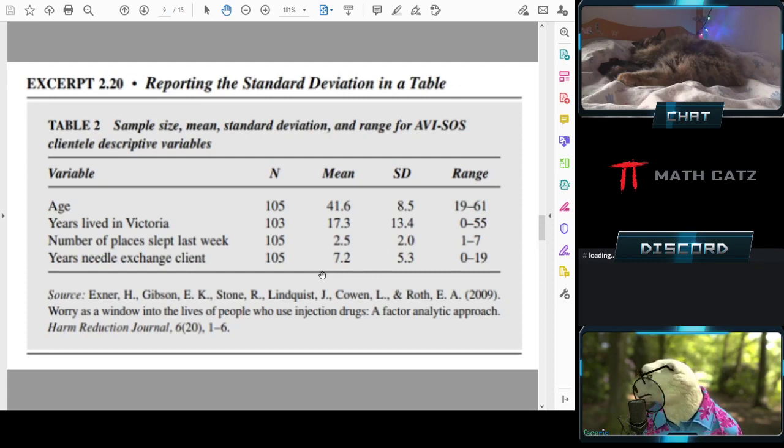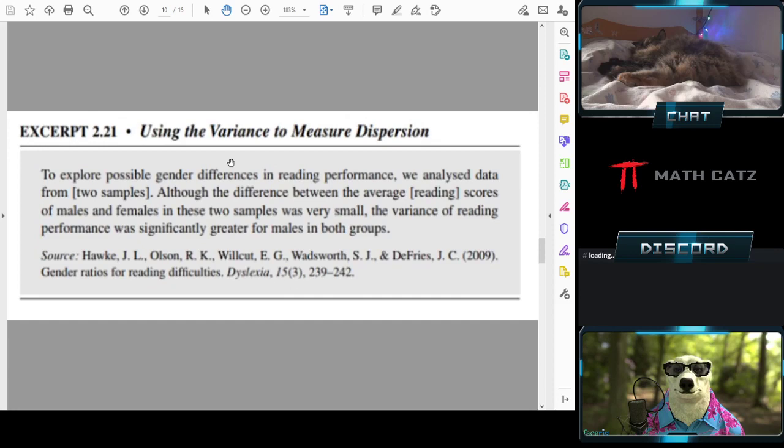I will talk louder. Then we have a table here that represents all the standard stuff, the mean, standard deviation, common ways to reference it, the range, and so on. Using variance, to measure dispersion or variability or spread.